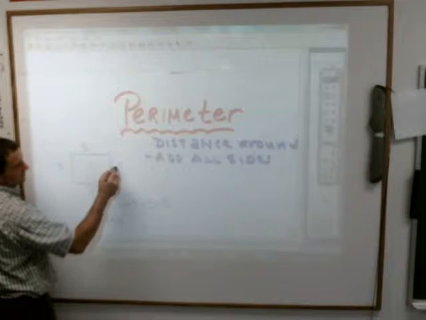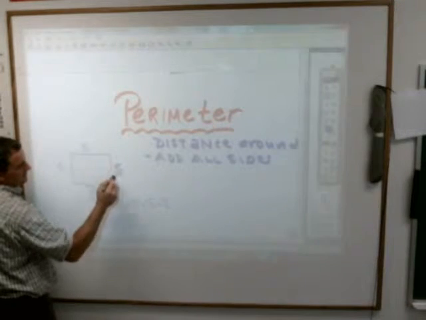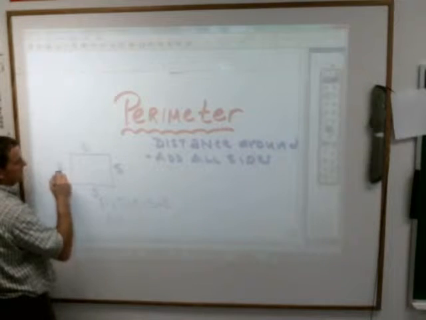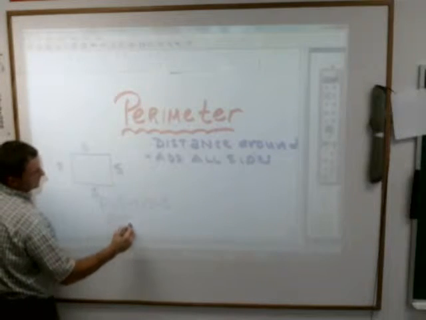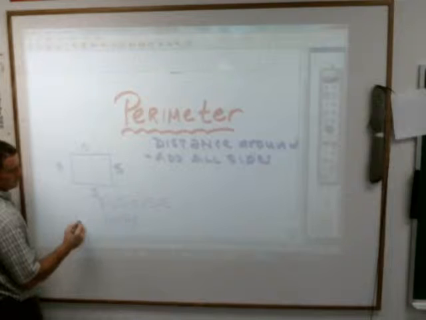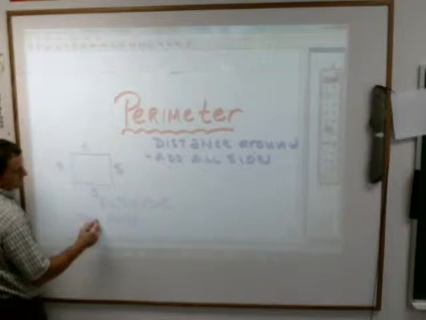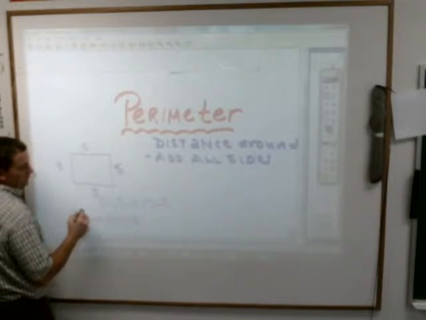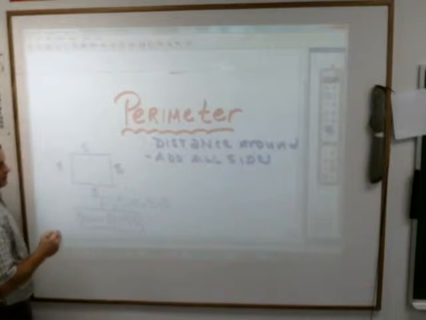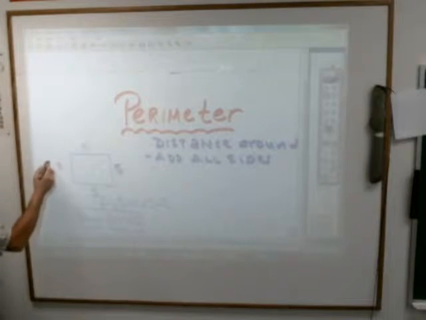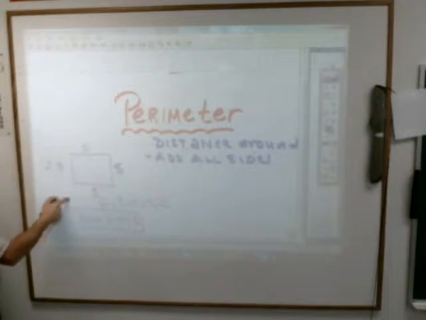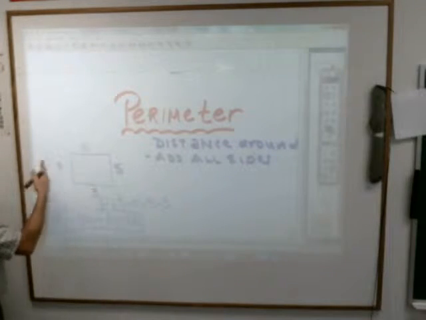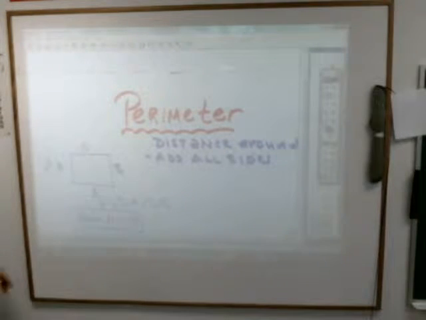Well, these are S's, by the way. 4 times S. And that's the way you'll see the formula for a square. They'll just give you 4 times S, because if this was 3, the perimeter is going to be 12. 3 plus 3 plus 3 plus 3 is 12. 4 times 3 is 12. Square.